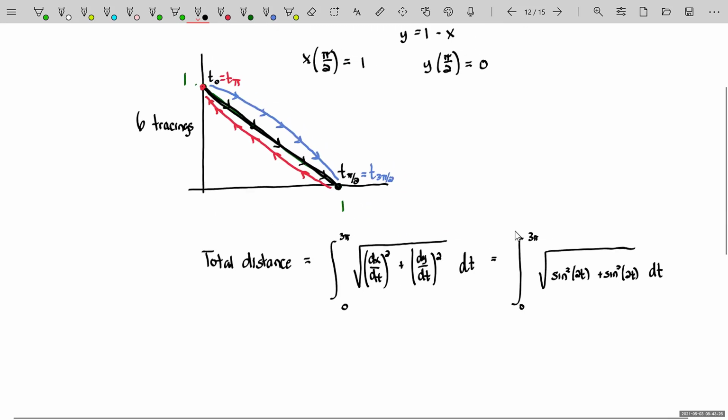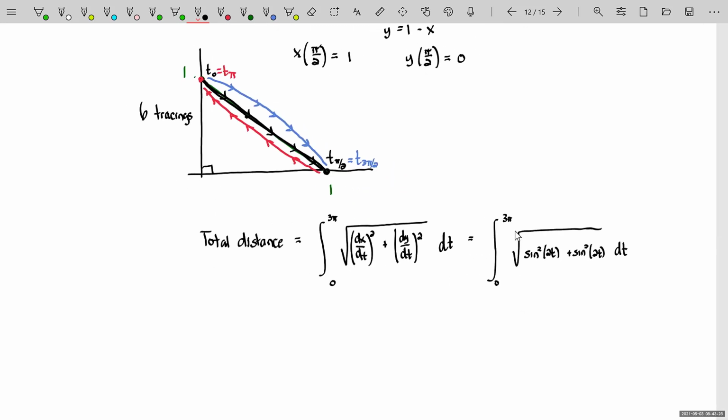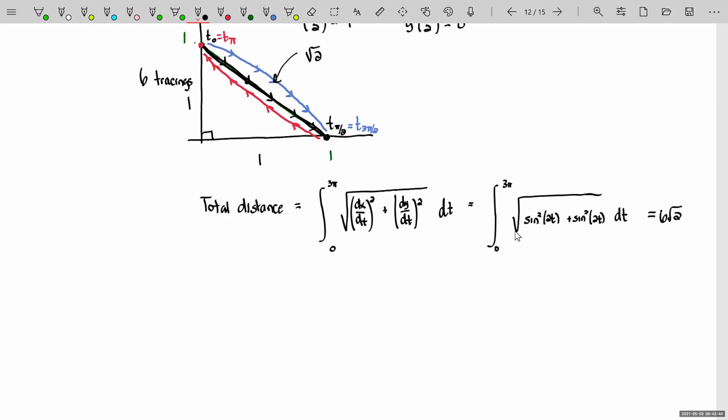There are 2 ways to do this. You can either use the fact that this is a 45, 45, 90 triangle. So that length is a root 2. And so the total distance would be 6 root 2. That's one way you could do this. The other way is to say, okay, well, then the arc length of that curve, we know it's going to be root 2, by the way.